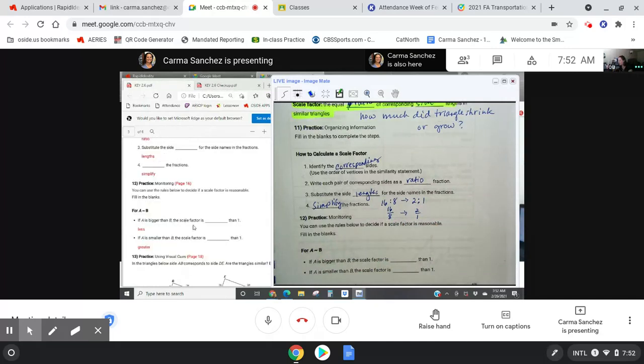All right, for a triangle A similar to triangle B, if A is bigger than B, the scale factor is less than 1. If A is smaller than B, the scale factor is greater than 1.